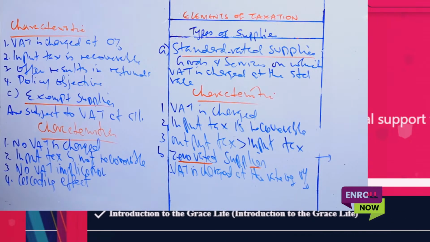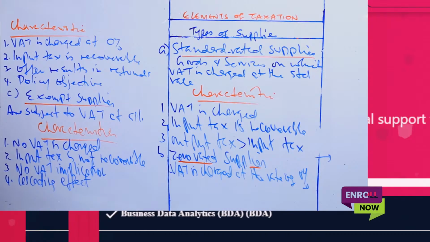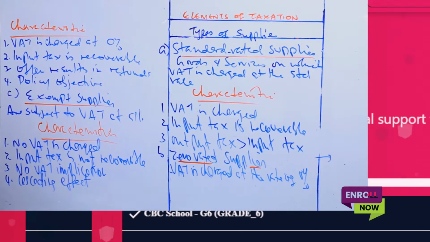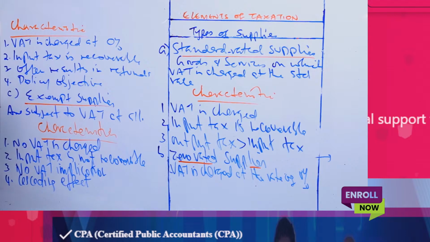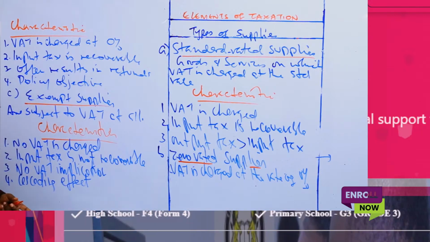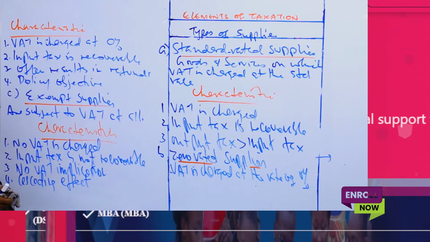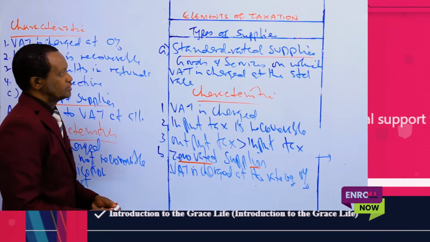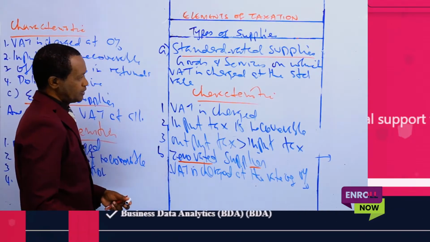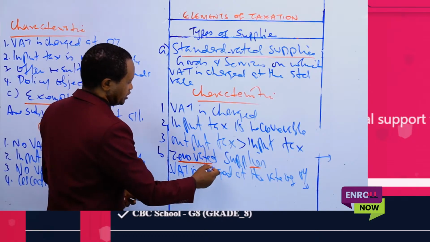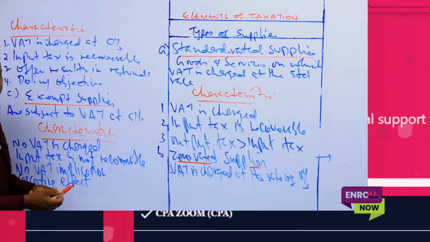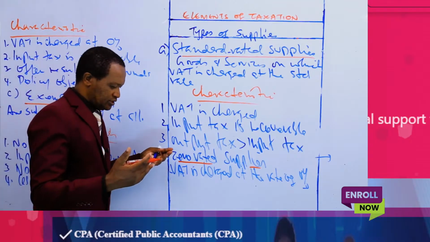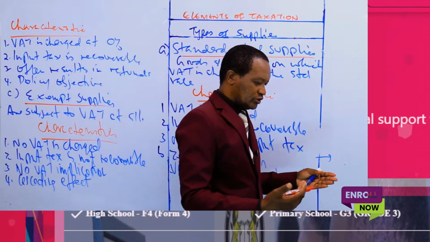Burial and cremation services are also exempt supplies. Postal services, exempt, and so on. So these are the three types of supplies for VAT purposes. Three types: number one, standard rated supplies. Number two, zero rated supplies. Number three, exempt supplies. So knowing this distinction is very critical, is very important.